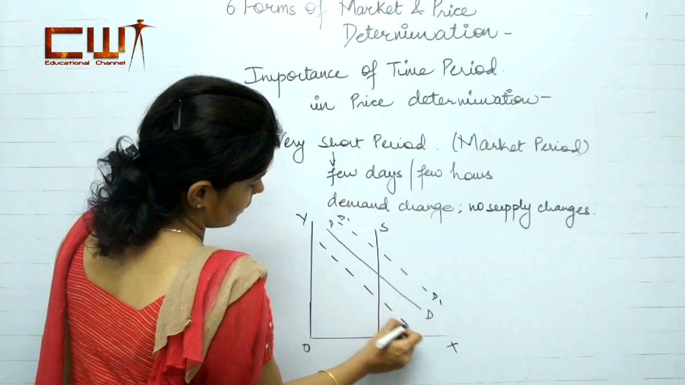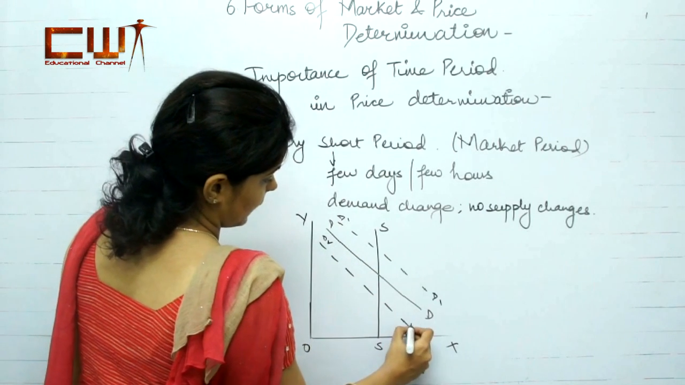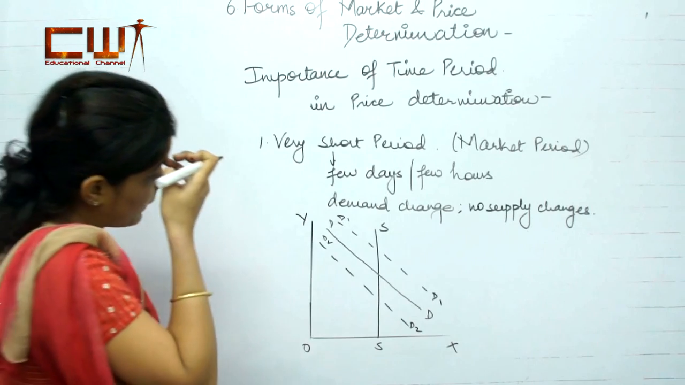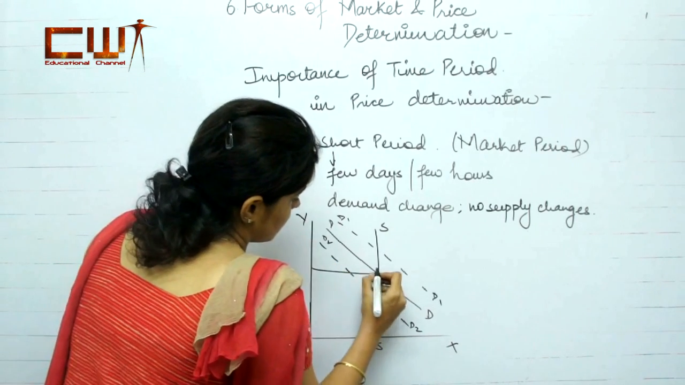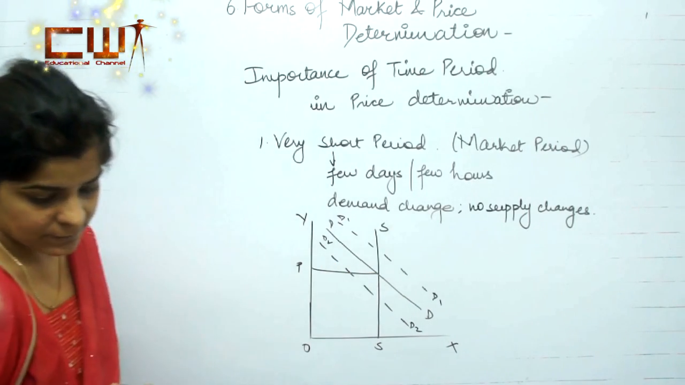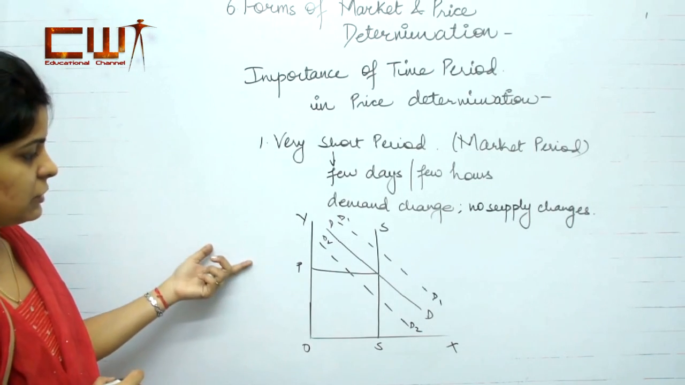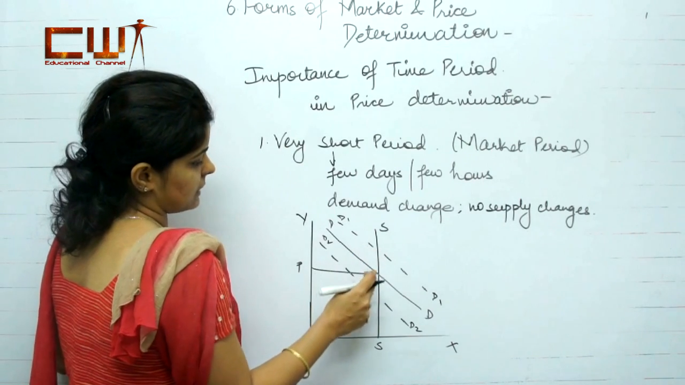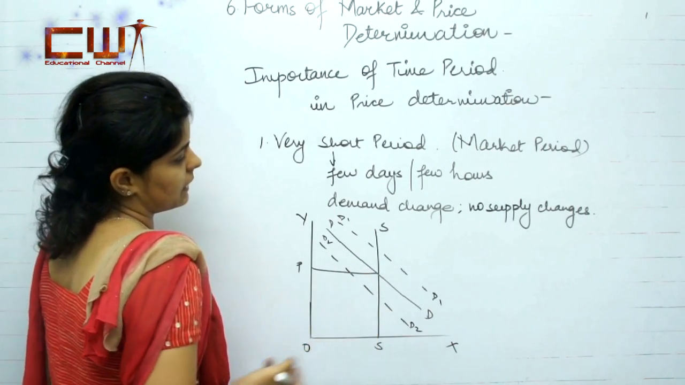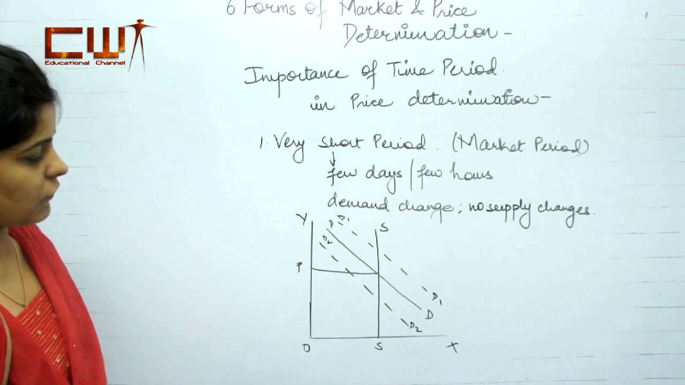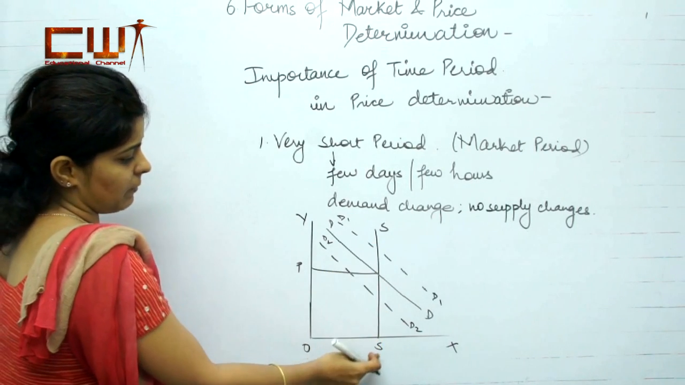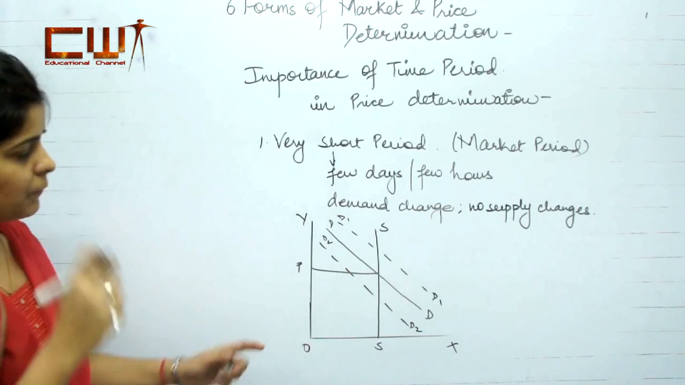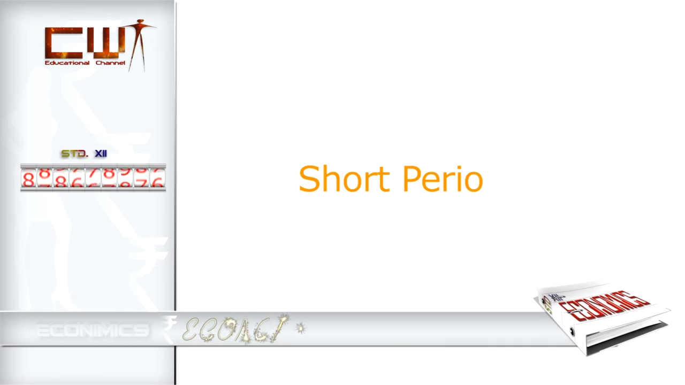Then you have D2, which shows decrease in demand. So you will determine the price here. This is the price. Now it will change as per the demand you have, as demand is increasing and demand is decreasing. This is the curve of the very short period, where the supply remains fixed and the demand increases or decreases.